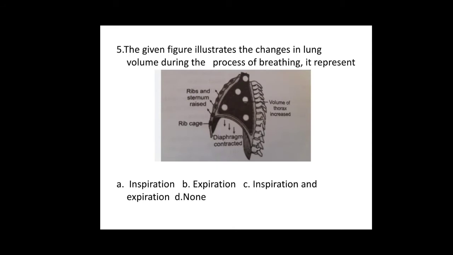Fifth question, the given figure illustrates the changes in lung volume during the process of breathing. It represents what? Here they have given a picture and it is labeled. You need to find which step of breathing it is. You can see the labelings: ribs and sternum raised, diaphragm contracted, volume of thorax increased. All these steps are observed in breathing with inspiration. So for the fifth question, A is the right answer.